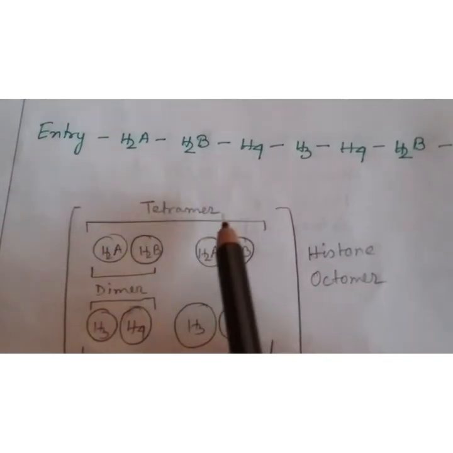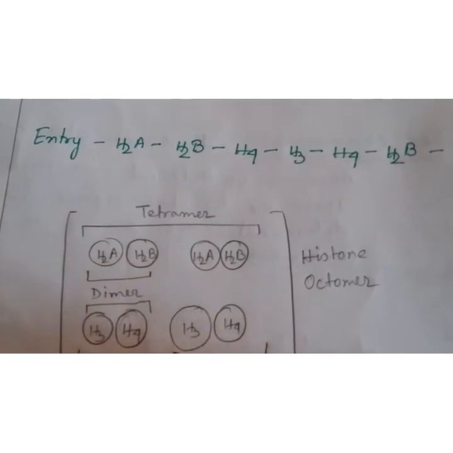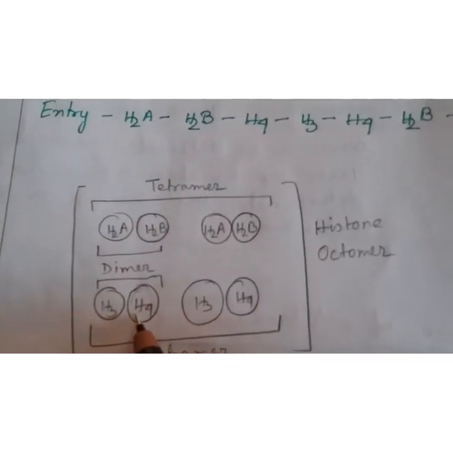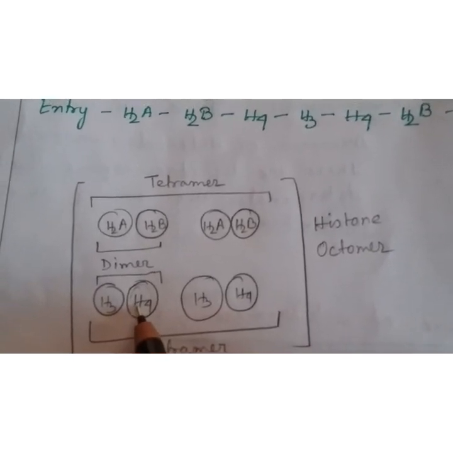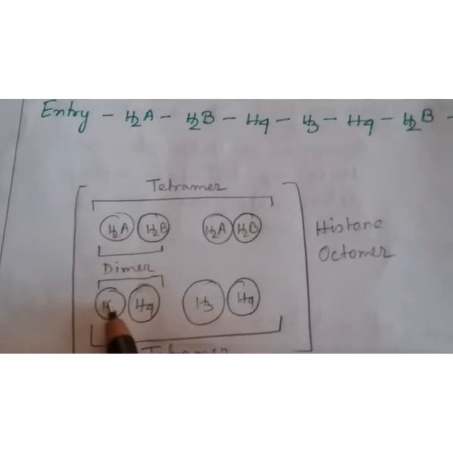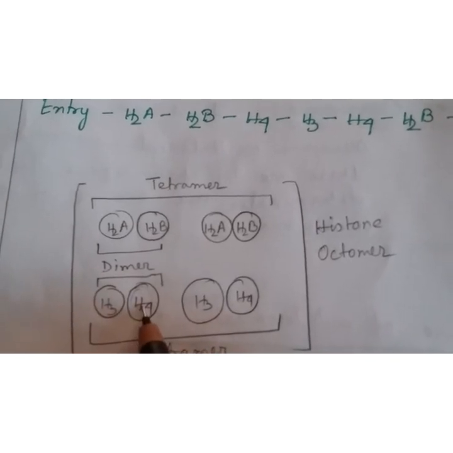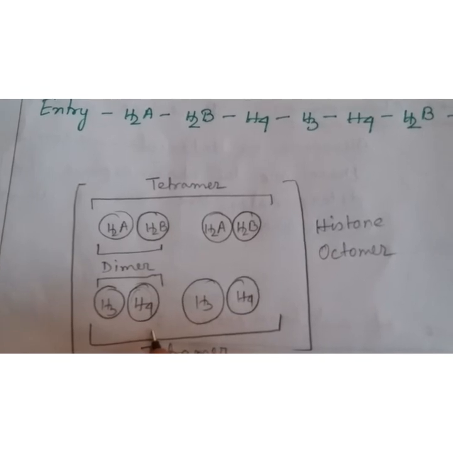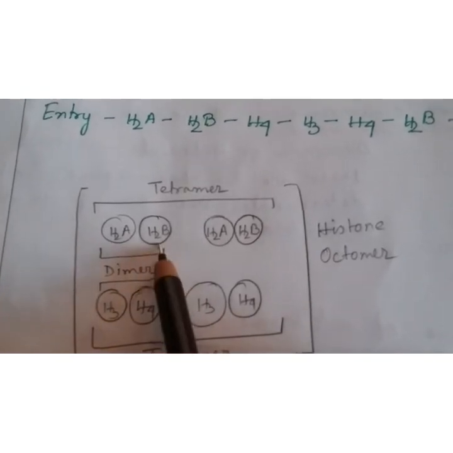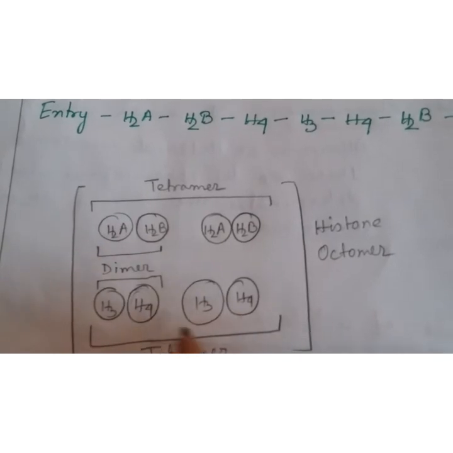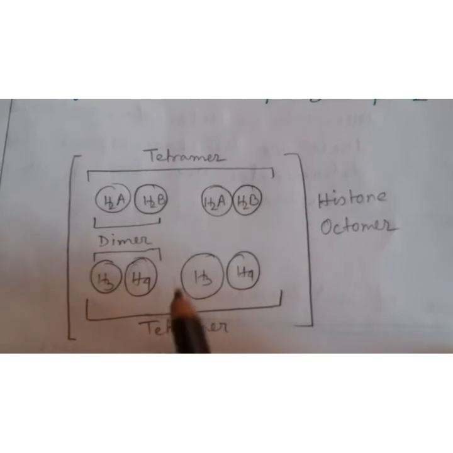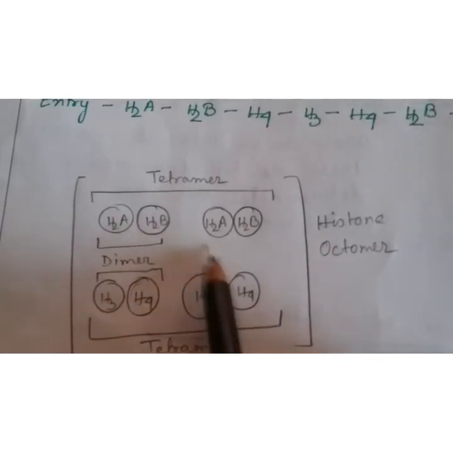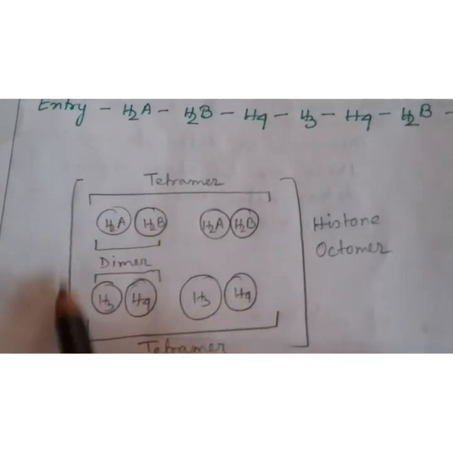Secondly, on the other hand, two copies each of H3 and H4 form another dimer. This also repeats in this way. So H3 and H4 form another dimer. Two such dimers also fuse and make a tetramer. So here is one tetramer and two tetramers. Now the two tetramers fuse with each other and form the histone octamer, or core histone.